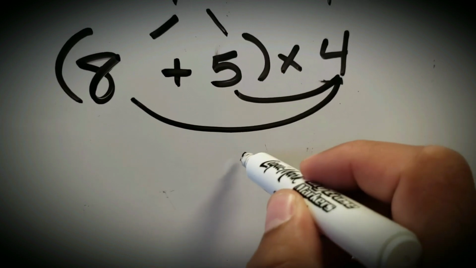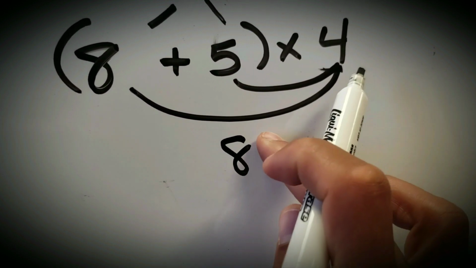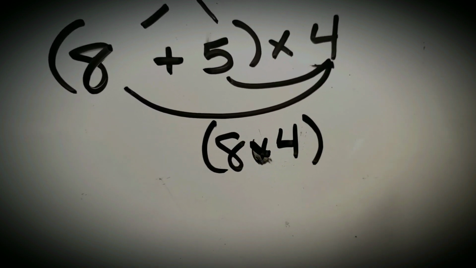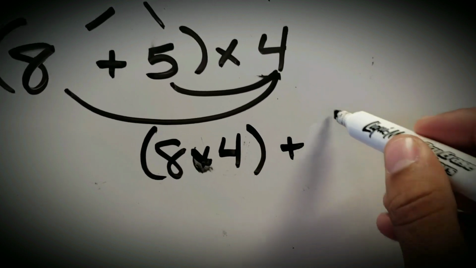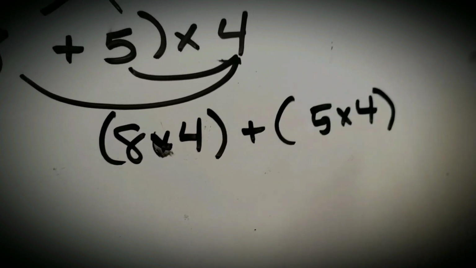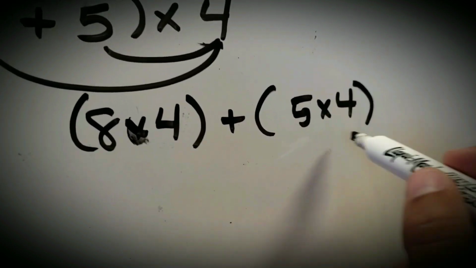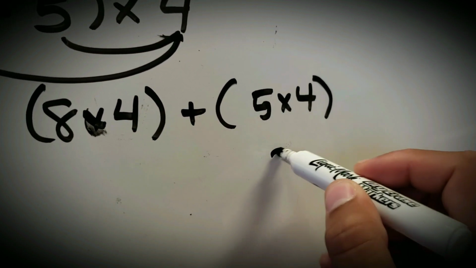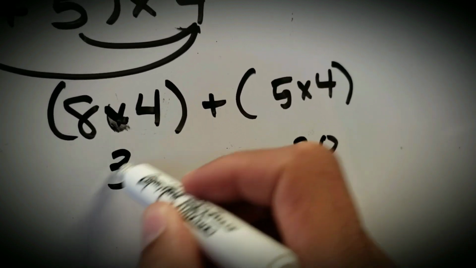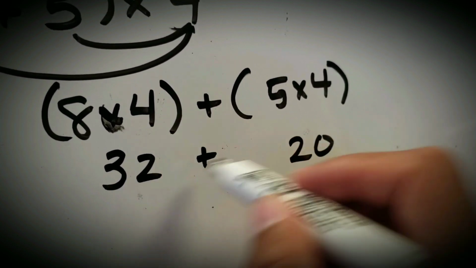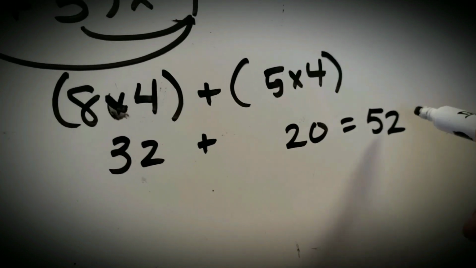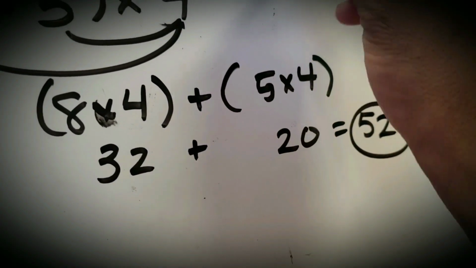So 8 times 5, I'm sorry, 8 times 4, my apologies. 8 times 4 plus 5 times 4. 5 times 4, I'll count by 5 4 times. That equals 20. And 8 times 4, when I do that, it equals 32. So I can take 32 plus 20, and that equals 52. So my product would be 52.